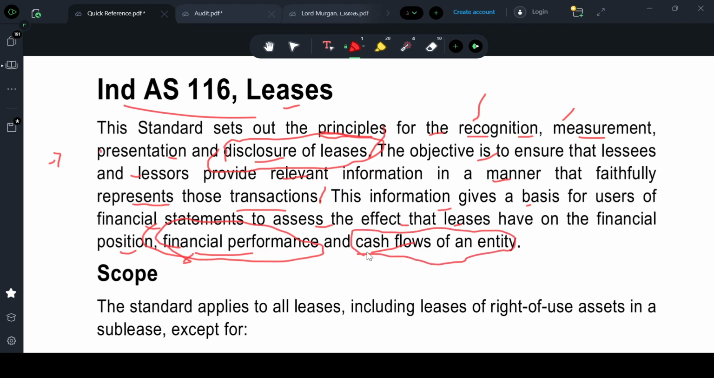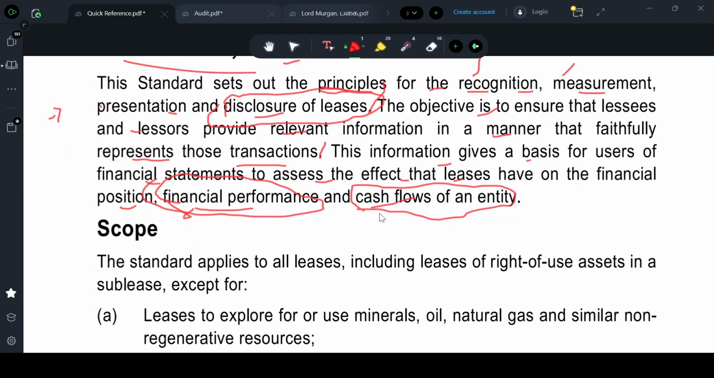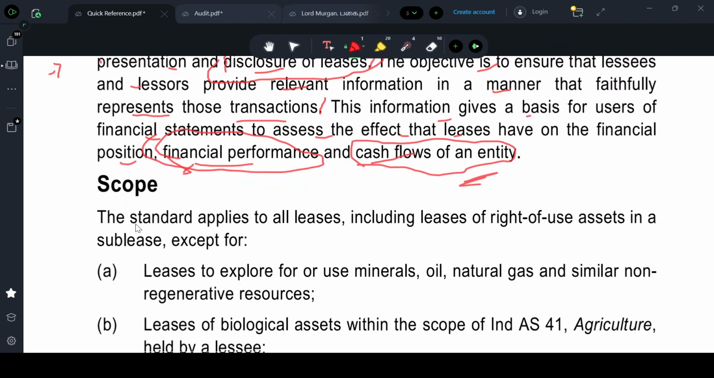Is it an equal monthly payment, a quarterly payment, how is it flowing through, or whether this cash flow is eroding our asset. These are the things we need to see in leases. So either from the disclosure, the data should be appearing to the user. So that is the objective they are stating.